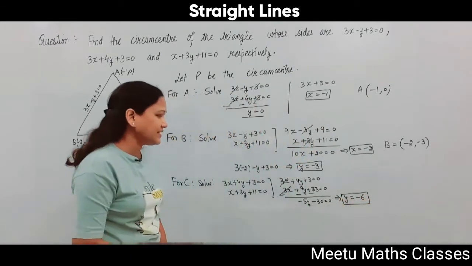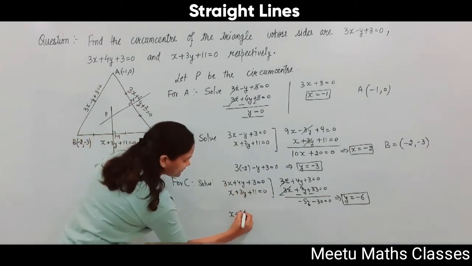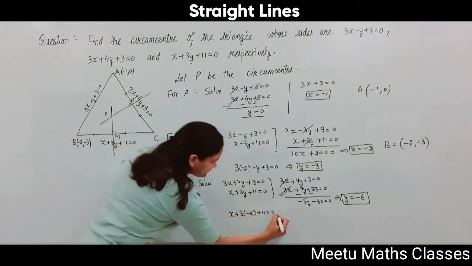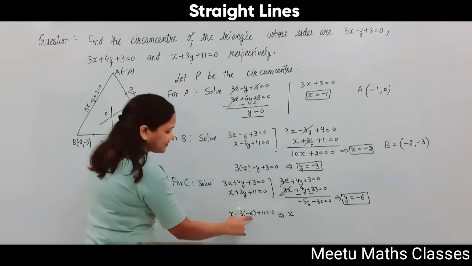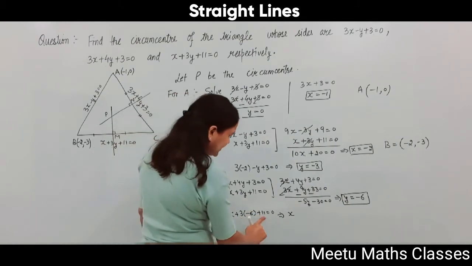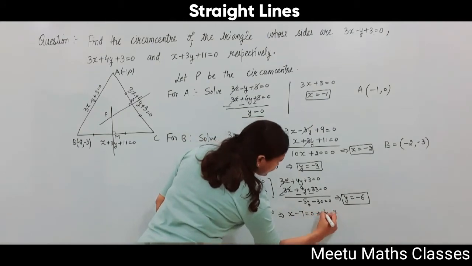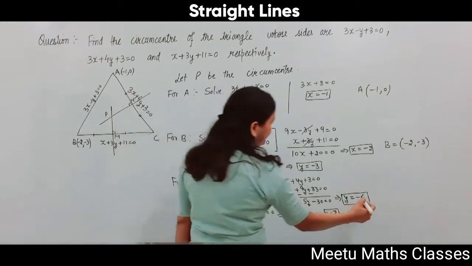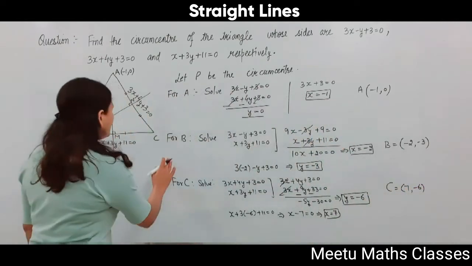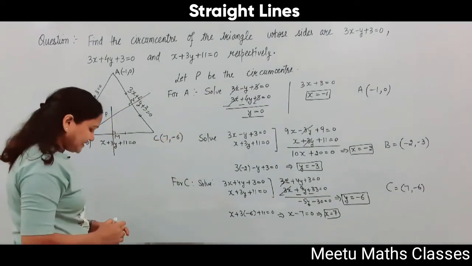Y will be -6. Now substituting the value of y in any of the equations, we can take the second equation. Your x will be -18 plus 11, which is -7. So x will be 7 and the coordinates of C are (7, -6).